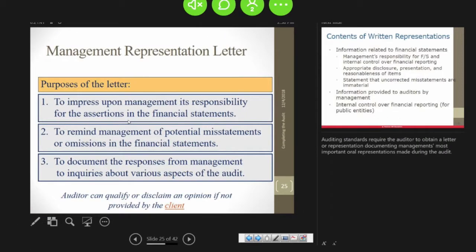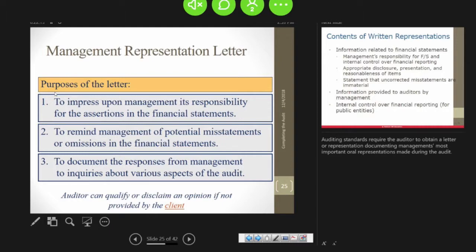So, rep letters, written representations. Remember, clients are responsible for the financial statements, and clients are responsible for internal controls over financial reporting. It's the client's environment. The auditor relies on the client to provide explanations of transactions and events that have occurred. So the client is making certain representations to the auditor. Those representations are formalized in a management rep letter.